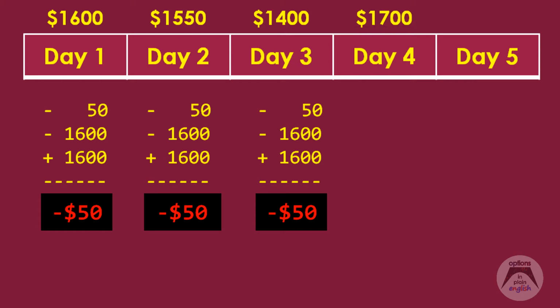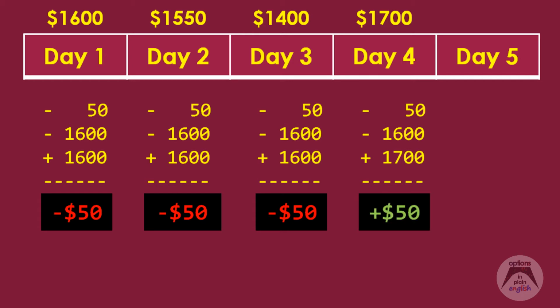On day 4, though, it goes to $1,700. So now he has a contract. So he paid about $50 for it, and then he paid $1,600 for the gold, and now he can sell it for $1,700 because he went to the market. He's not going to use his contract, because why would he use his contract that gives him the right to sell at $1,600 if he can sell at $1,700? So now he's going to be up $50.